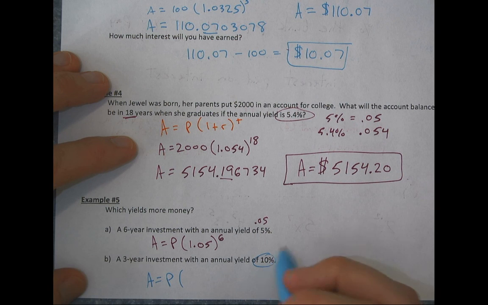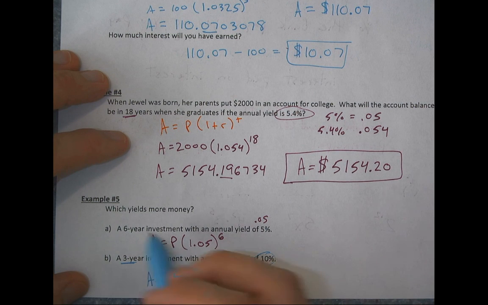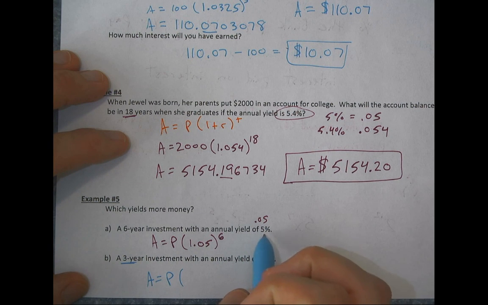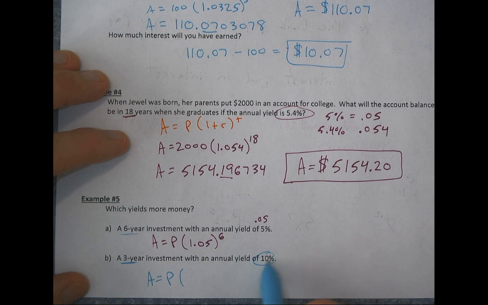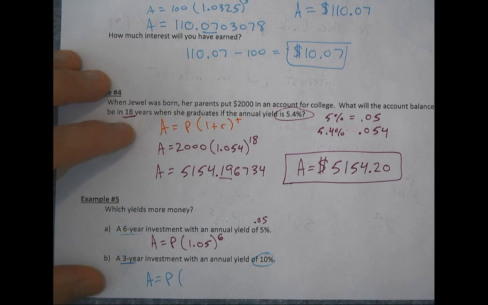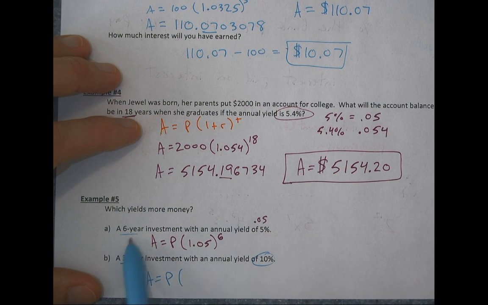So you would think, well, 10% should be a lot more than 5%, right? That's double, but it's a shorter investment. It's only 3 years. So this 5%, you're getting it every single year, 5%, then 5%, then 5% over 6 years. This one, you're getting a bigger chunk year to year, 10%, but it's only over 3 years. So let's see which one actually gives you more money in the end. 10% over 3 years or 5% over 6 years. Or maybe they're the same.